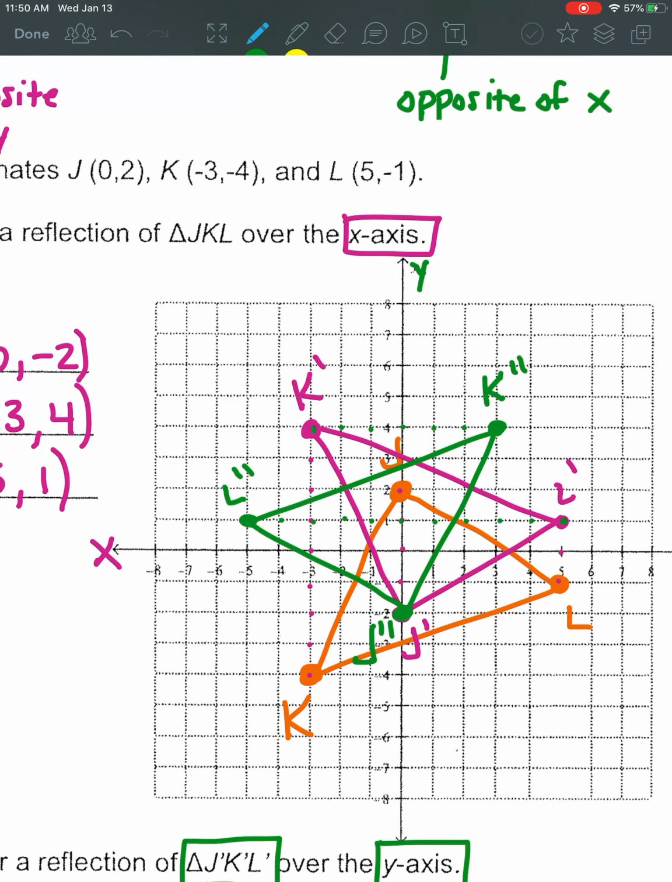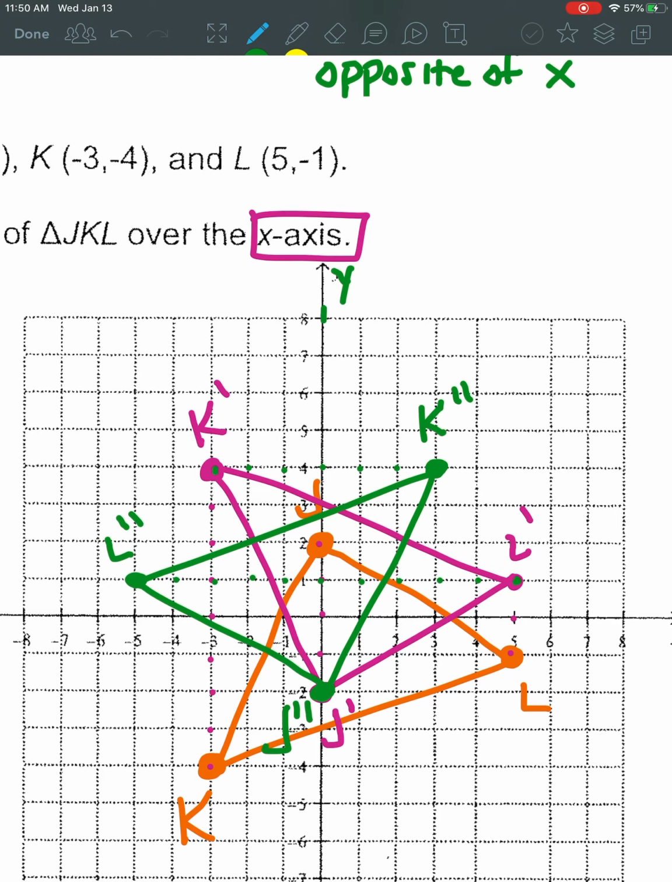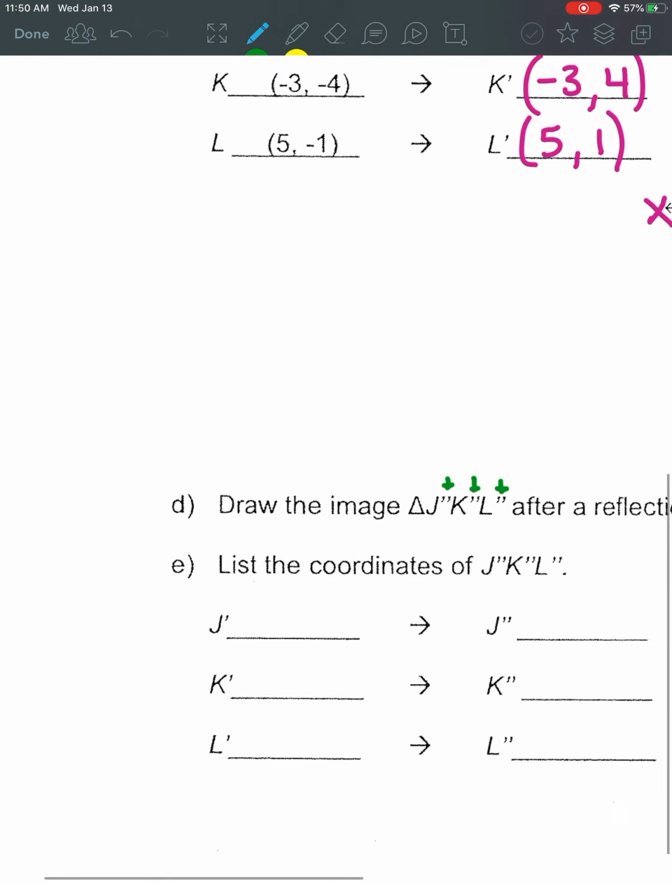Again, then we can form our triangle. Try and imagine that orange triangle not there and just the green and the pink. Again, if you fold at this y-axis, are all those points going to match up? Are they going to overlap? And they will. So that is correct.